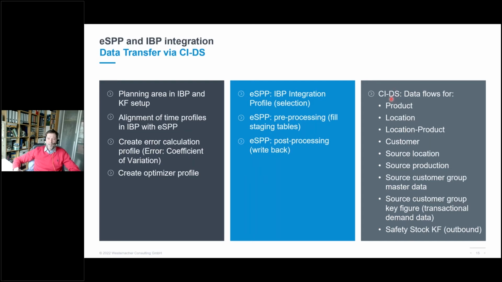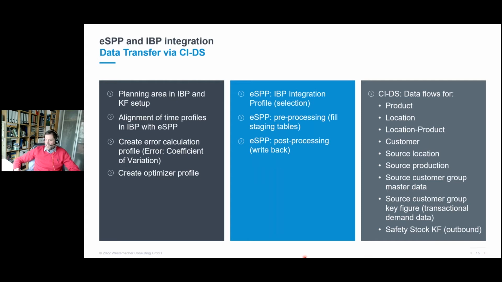And on the CPI side, we have to implement 8 different data flows. The first 7 are in the direction from eSPP into IBP. 6 of them cover master data, and the last one is for the key figures that we need to transfer to IBP. And the safety stock key figure is the process flow for the outbound.